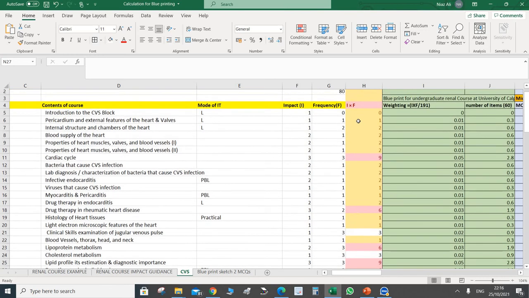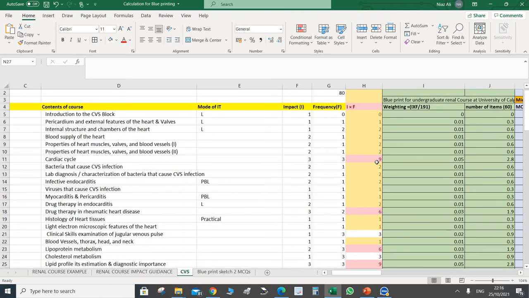You can see that this is more than a reference value, and these reference values will be discussed in the next slides. If all these topics are highly important because they have high impact and frequency, you can see here the impact is very high for this topic, drug therapy in rheumatic heart disease, because this may damage your patient forever, who may end up with heart valve disease, and it can create problems for him. And how frequently does the physician come across this? So 3 multiplied by 2 gives you 6.